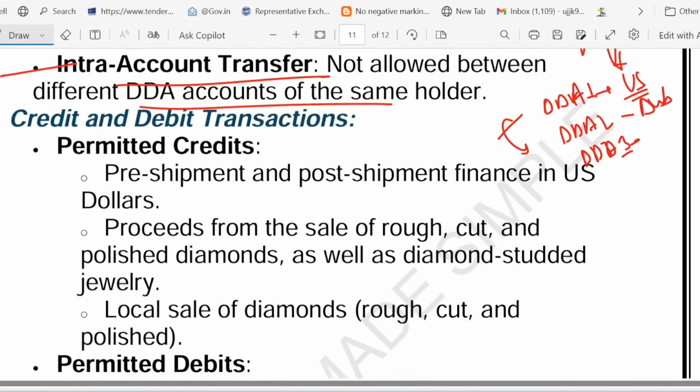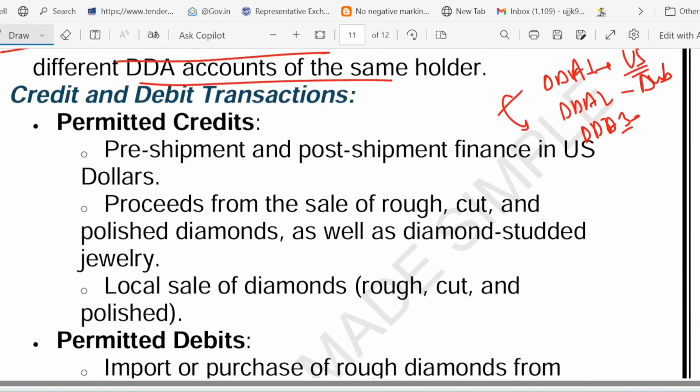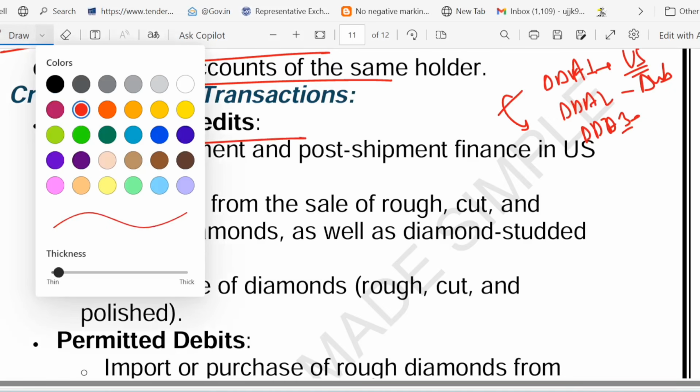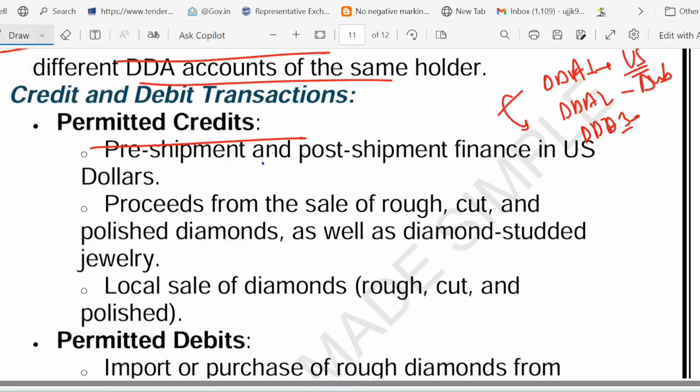Now there are some more restrictions, like credit and debit transactions, as you can see. Have a look. So friends, what if I told you that diamond exporters get a special VIP pass for dollar transactions? Yes, the DDA account lets you move money in ways a regular account can't. But you have got to play by the RBI rules. First of all, money coming in, that is called credit, that is called permitted credit. Have a look at which types of credit are permissible.